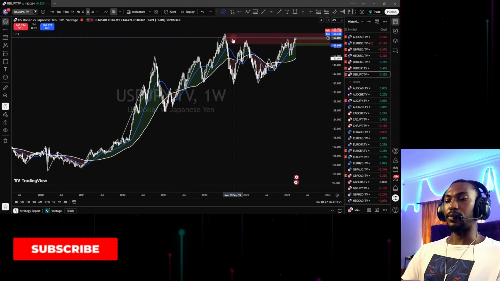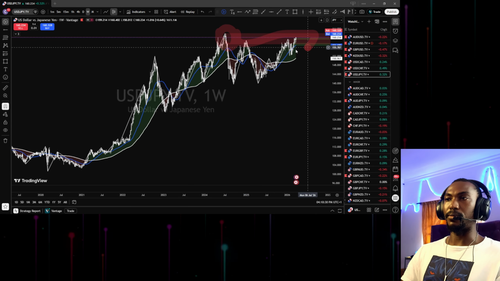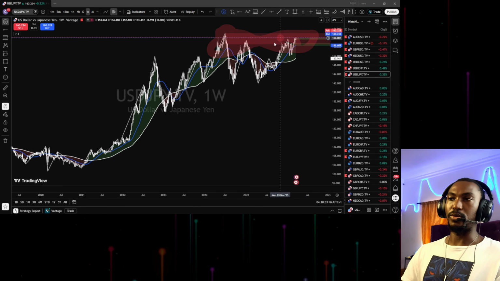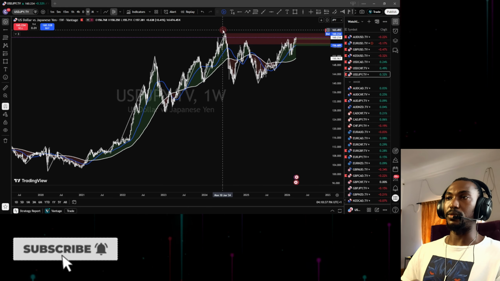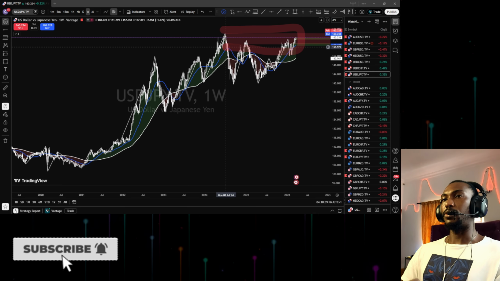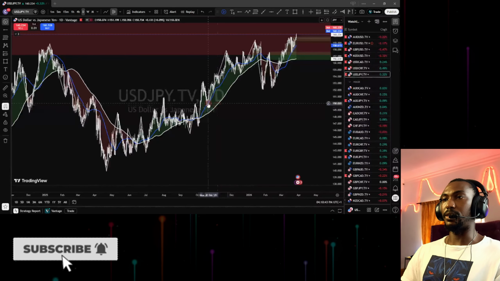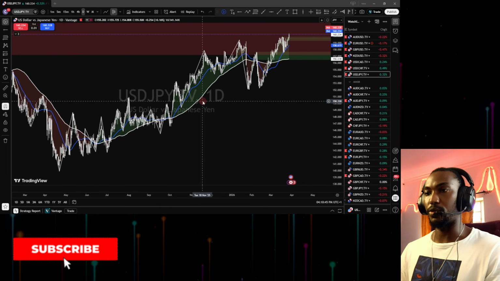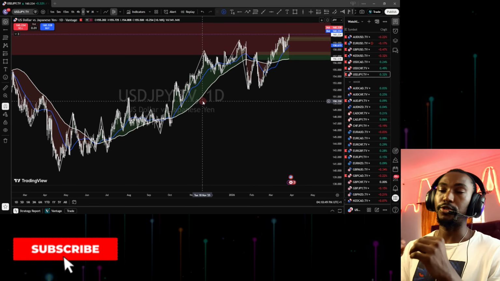Why am I scared of this? Well, we have seen in recent times that the BOJ doesn't like the dollar at 160 to a Japanese yen. So what does this mean for me personally? It means this zone is a buy with caution zone. So if I'm going to be buying in this zone, I'm going to be buying with extreme caution.